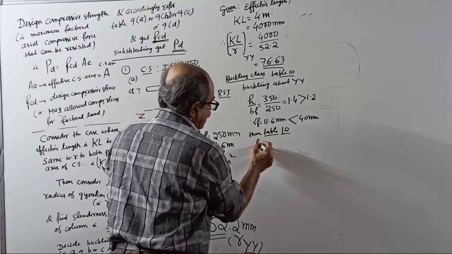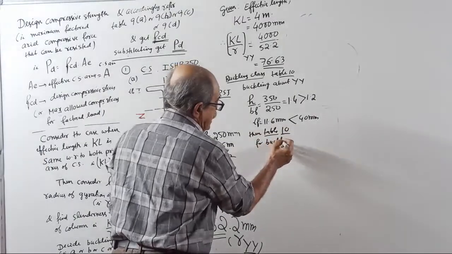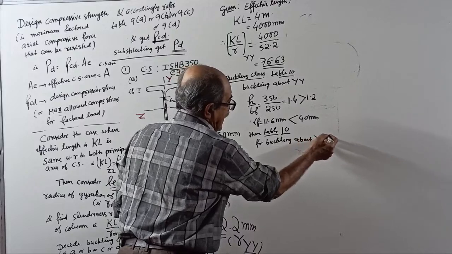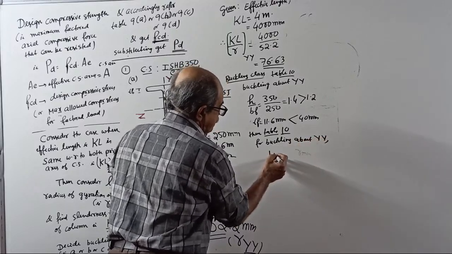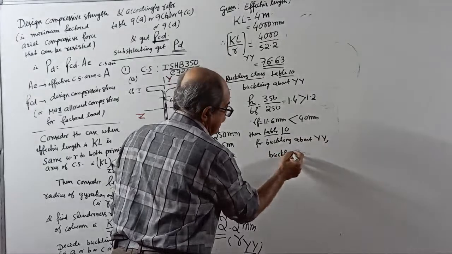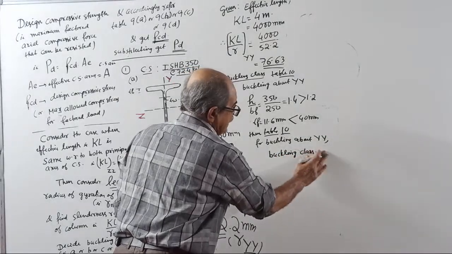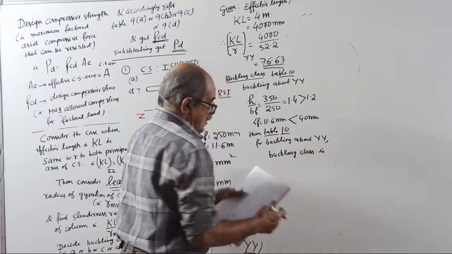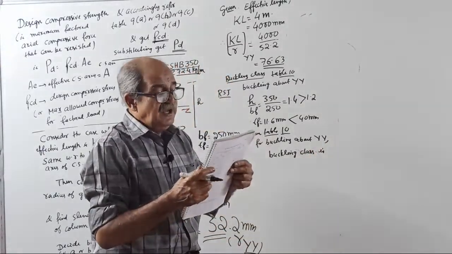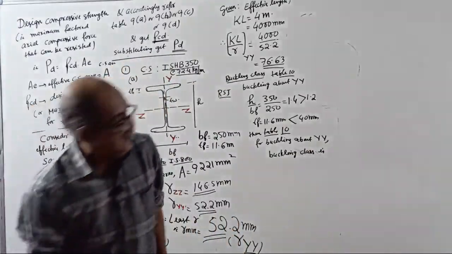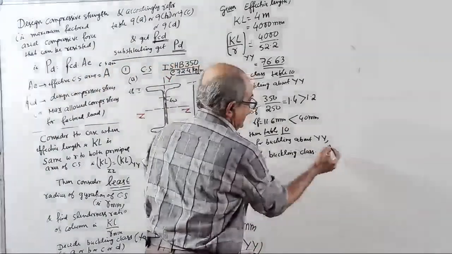for buckling about YY axis, tell me the buckling class. What is the buckling class? For the upper side, for buckling about YY axis, the buckling class is B. Okay. Buckling class is B.